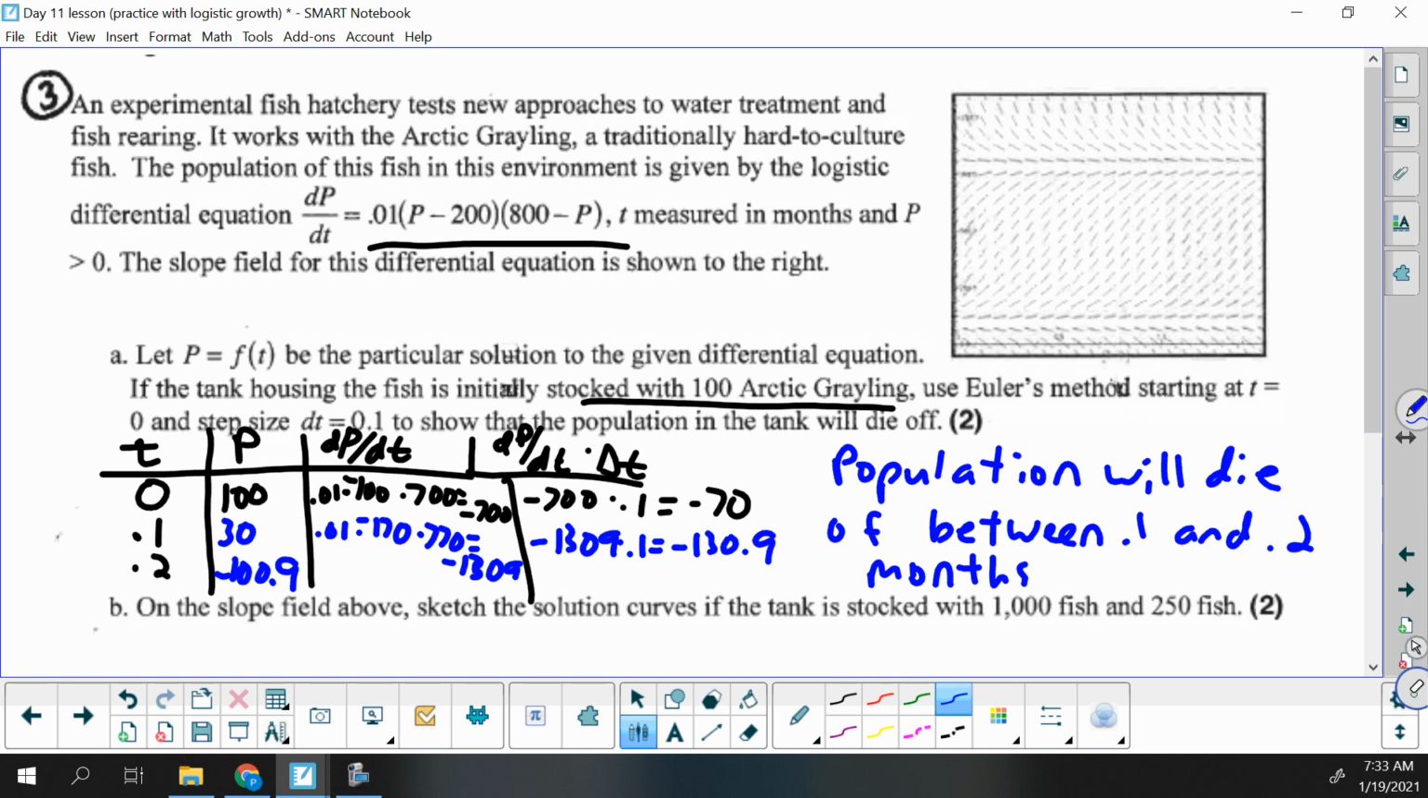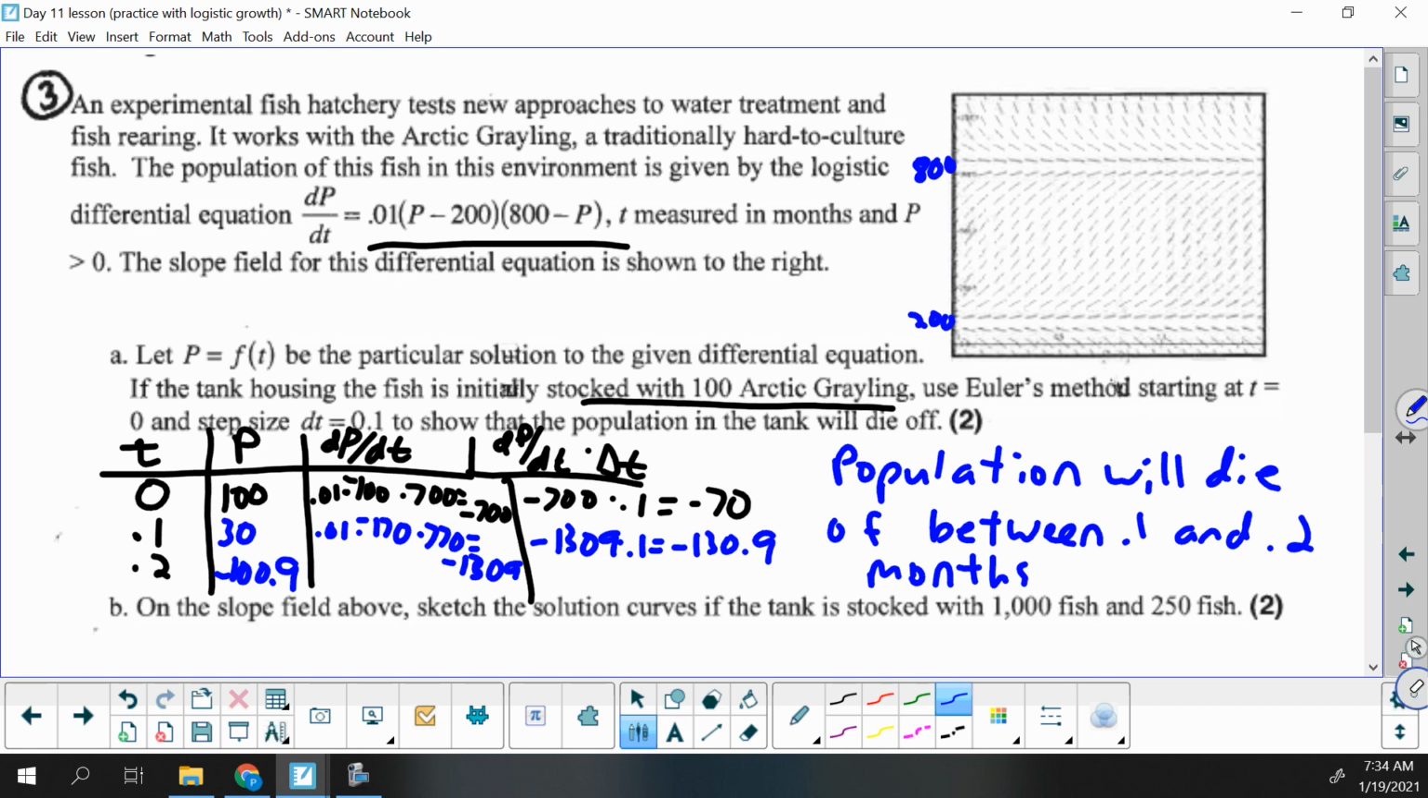So it is kind of hard to see here, which is why I want to do this one together. But here where it's leveling off, that's 800, and here where that's leveling off, that's 200. In between there, they're all positive slopes. Above the 800 is all negative slopes, and below the 200 is negative slopes.